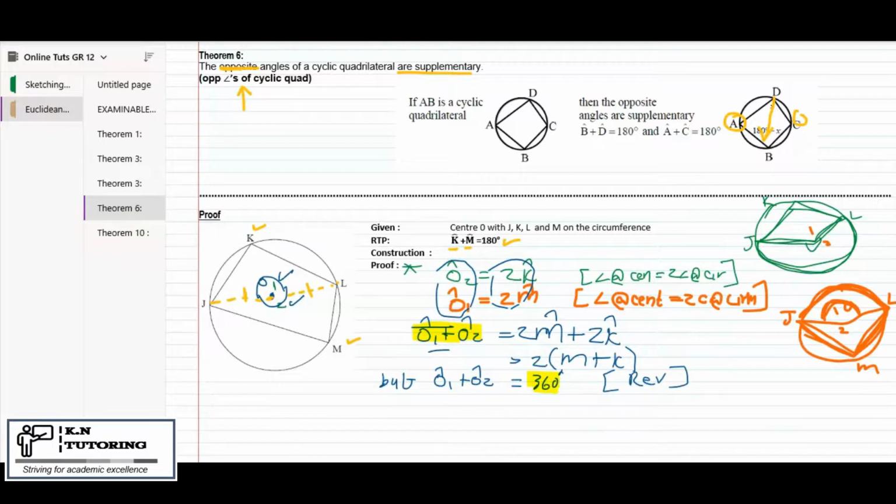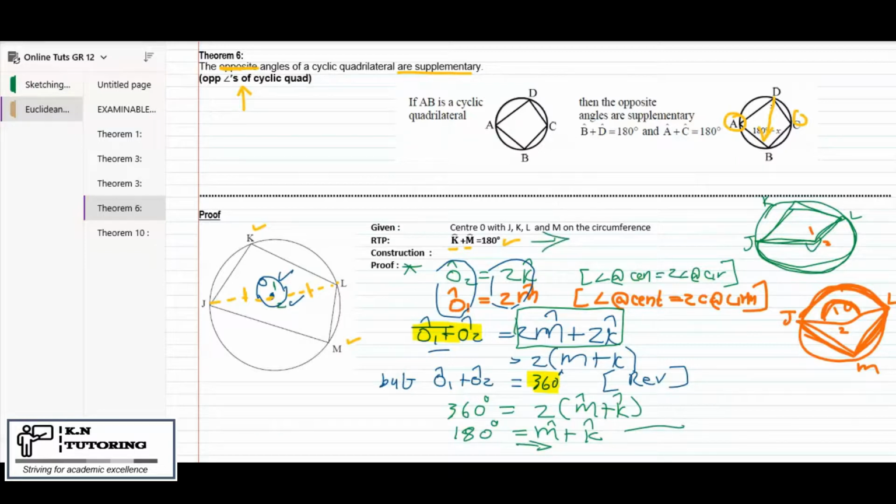Okay? So, where I see O1 plus O2, I'm going to say 360 degrees is equal to, this is still the same. Okay? I write this the same as it was. But I've already summarized it here. So, it's equal to 2 times M plus K. Remembering that these are angles. Then, I'm going to divide on both sides by 2. So, I'm going to have 180 degrees is equal to M plus K. And if we look at this, so this is the end. If we look at this, it is the same as what was required. So this has been proven.